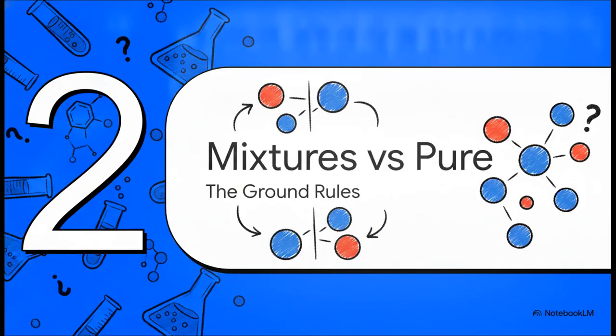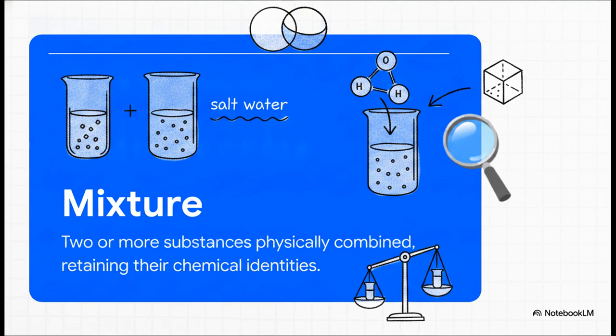Section 2. Mixtures versus pure substances. Okay, so before we interrogate our four suspects and lock in an answer, we really need to establish the ground rules of our investigation. To confidently separate the right answer from the wrong ones, we absolutely must be clear on the scientific difference between a mixture and a pure substance.